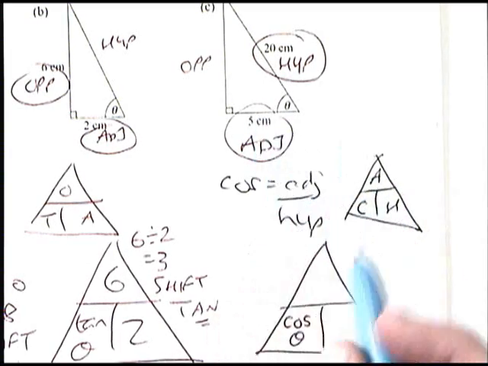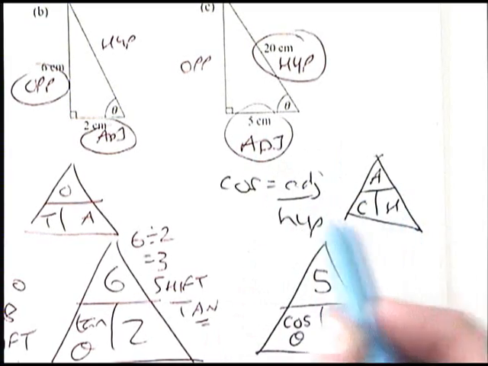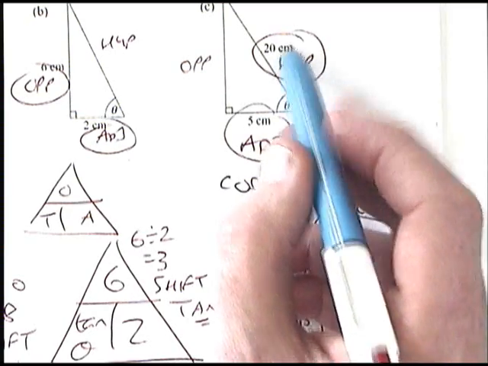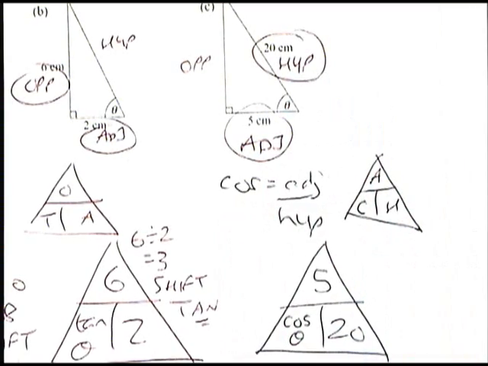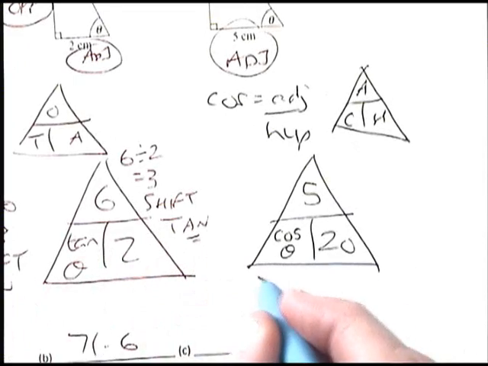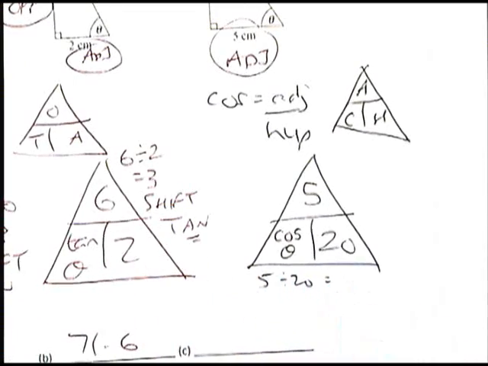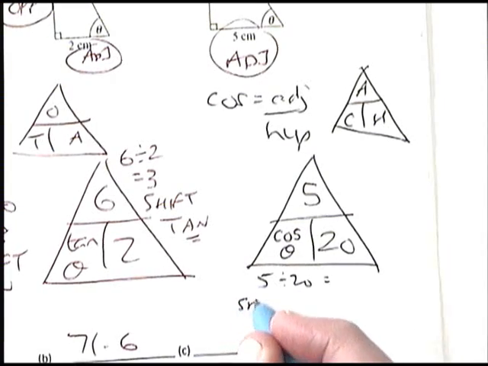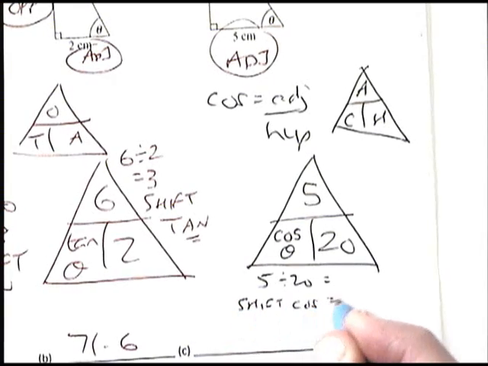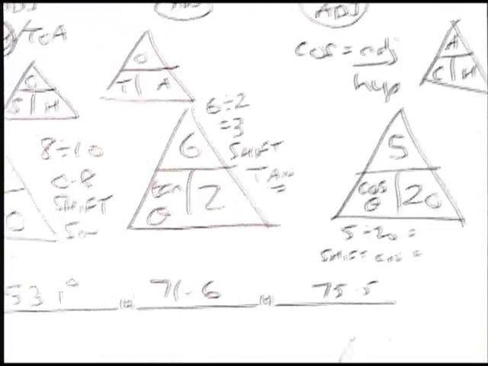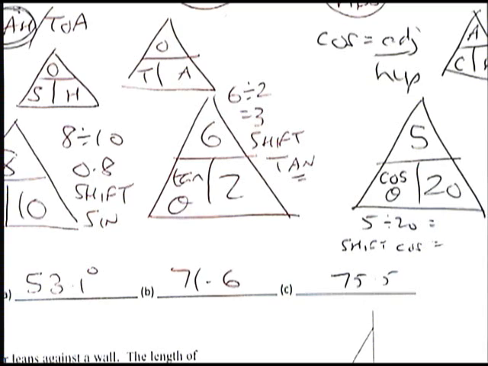Our adjacent is 5. H stands for hypotenuse. Our hypotenuse is 20. So we need to do the divide: 5 divided by 20. The answer to that is 0.25. We then do shift and cos equals, and we get 75.5. So there are 3 marks there, 3 times, 9 marks altogether.